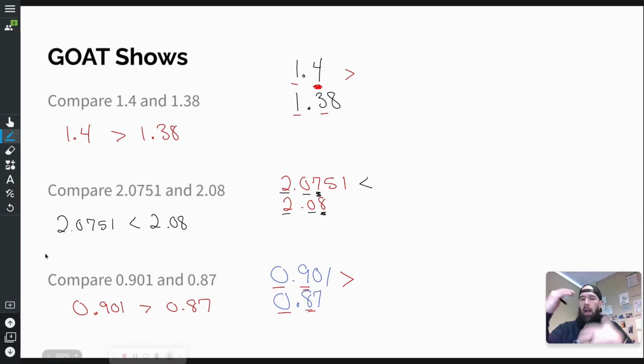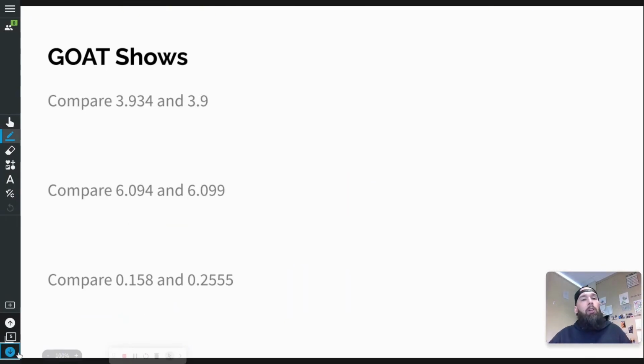Not so bad. I know it takes a little extra time to line things up, but that's how you're going to get these done. Line them up. So let me do a few more, and then you're going to do a bunch.